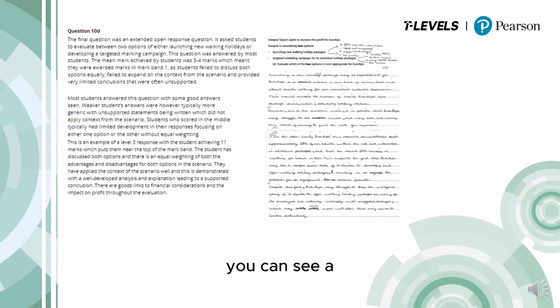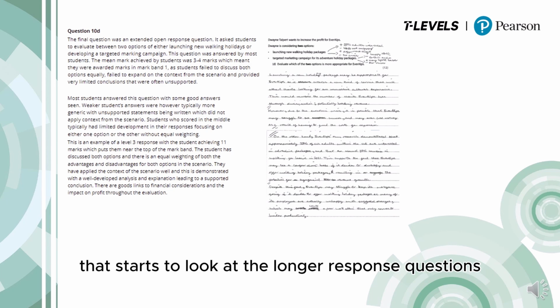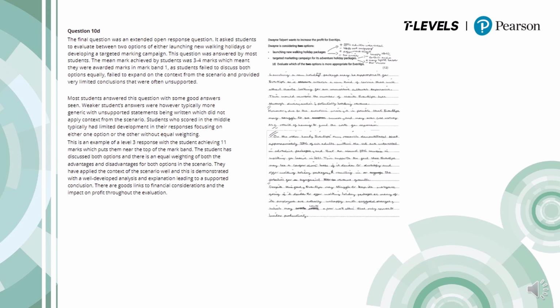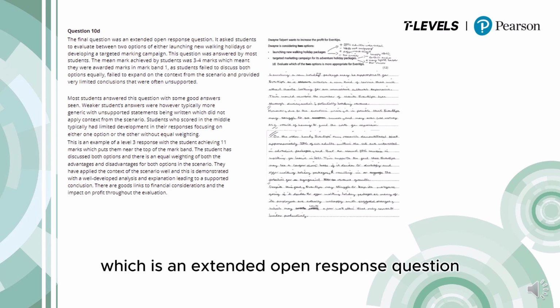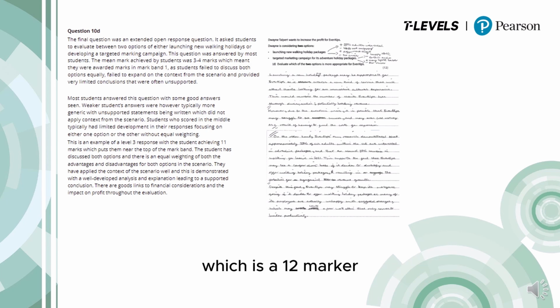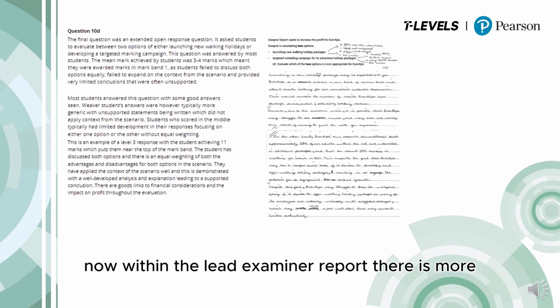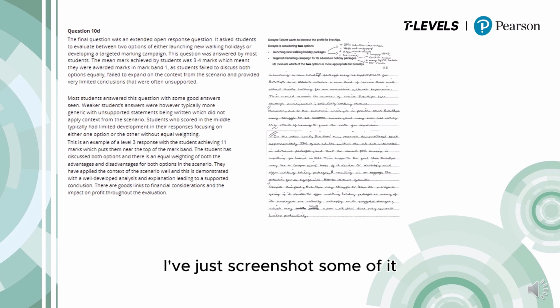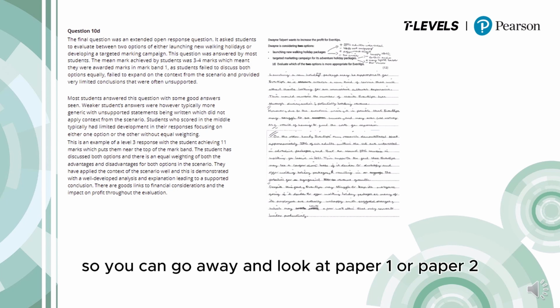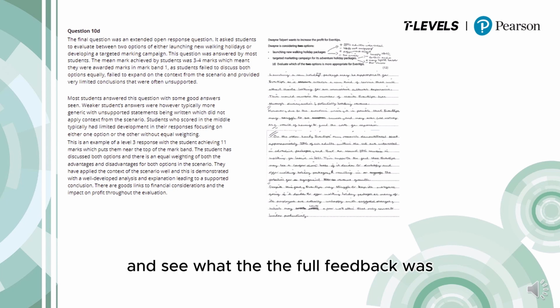You can see a section from the lead examiner report that starts to look at the longer response questions. So this is the final question, which is an extended open response question, a 12 marker. Now within the lead examiner report, there is more. I've just screenshot some of it so we could read it at least. And you're perfectly able to go away and have a look at these. These were the summer 24 ones. So you can go away and look at paper 1 or paper 2 and see what the full feedback was.